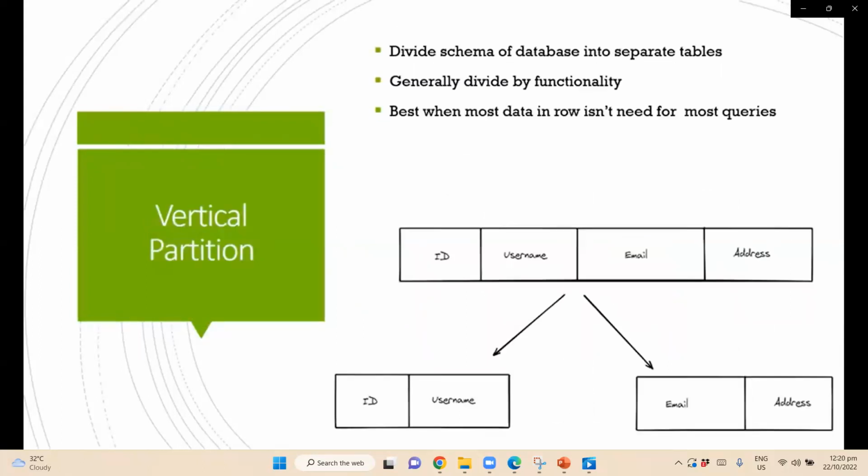So sharding was horizontal partitioning. You also have the option of a vertical partition. In this case, you're actually dividing up the schema of your database into separate tables. Typically that would be done by functionality. If you have one big row of user data and you realize looking at your analytics that certain attributes are not really used together, it would make sense to split those apart so that you're not retrieving a bunch of extra data that you don't need, and it would also reduce the size of each database because you're essentially splitting it in half.